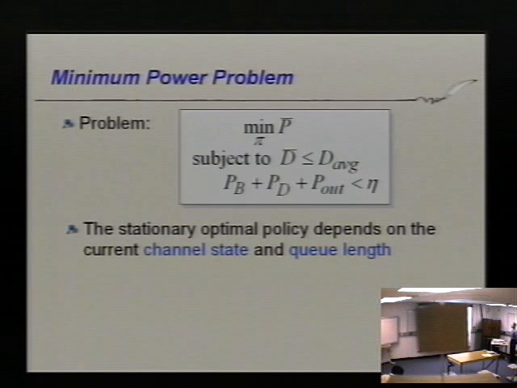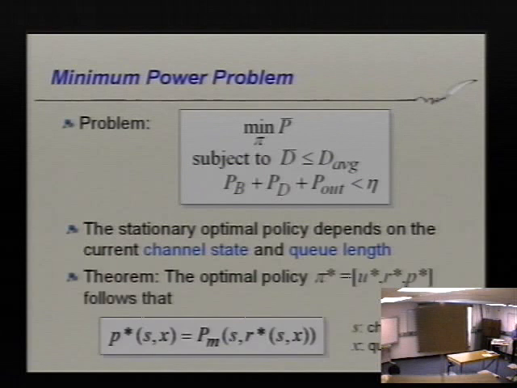For this average transmitted power minimization problem under a finite control space and system space, it is known that there always exists a stationary optimal transmission policy. That means the optimal transmission policy does not depend on system time; it is just a function of the channel states and the queue length. And we can also derive the following theorem.